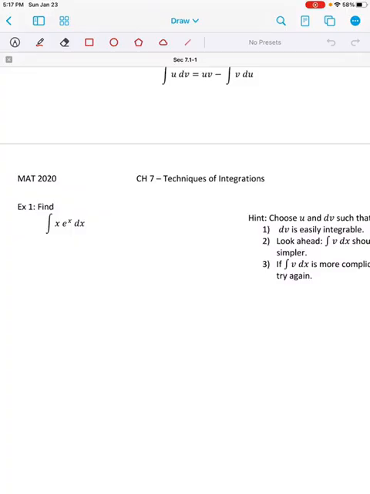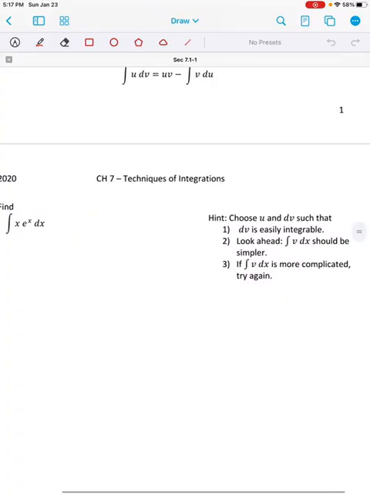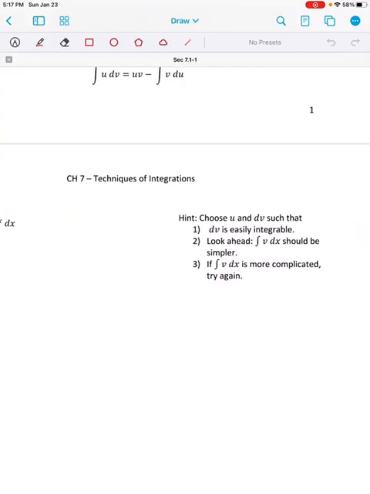So now when you see a problem, the first thing is how to figure out which one to pick as u and which one to pick as dv. Well, the idea here is that you should pick dv to be the function which can easily be integrated, or whose integral you know already or can be easily found.